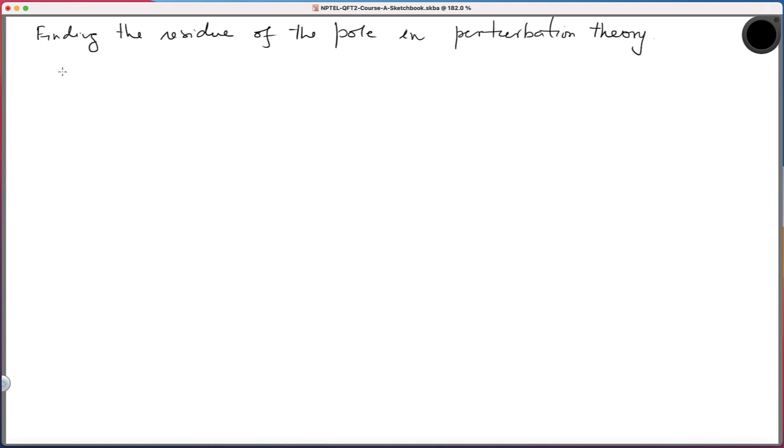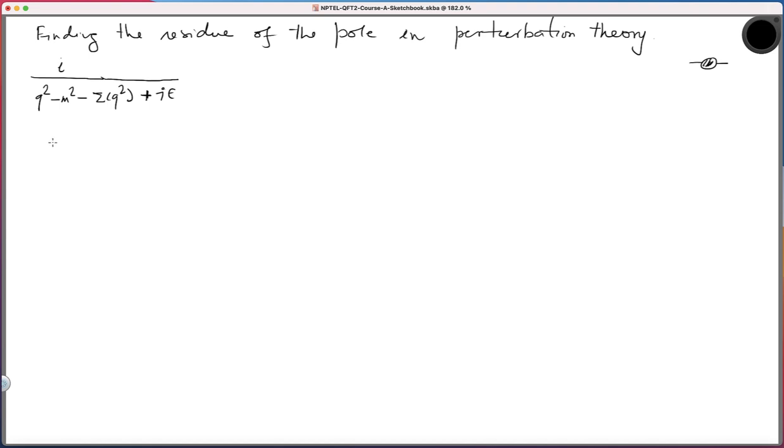Okay, so what do we have? This is the propagator, or the two-point function. Remember, this is also called the propagator in an interacting theory. So what's the residue?